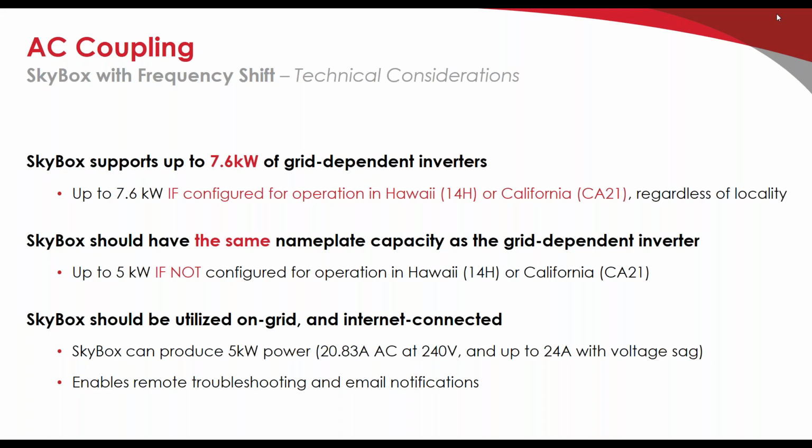And then your final technical consideration is your SkyBox should be utilized on grid and internet connected, right? SkyBox can produce 5 kW of power. That's 20 point whatever amps AC at 240 volts, or up to 24 amps with voltage sag. So if you're starting a large inductive motor, if you've got a well pump, for example, it may require a lot more current than a single SkyBox can provide. And then finally, you want to be internet connected because that enables remote troubleshooting, email notifications, etc.